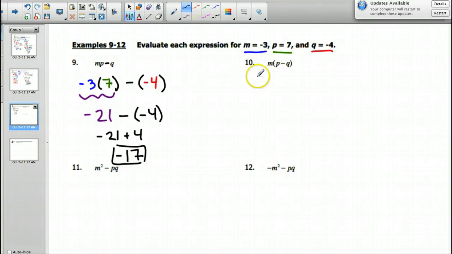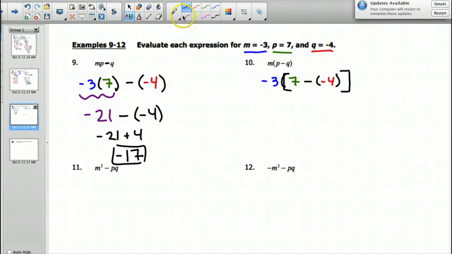Okay, let's look at number 10. We have m times the quantity, p minus q. So I'm plugging in a negative 3 for m. Then I'll do my set of parentheses. I'm plugging in a 7 for p. And then just like the last problem, I have subtraction, and then I have my q, which is negative 4. So I'm going to use another set of parentheses. Negative 4 right there, which means I should probably make this first parenthesis a bracket, since I'm using parentheses inside parentheses already. So I'll make these brackets now.